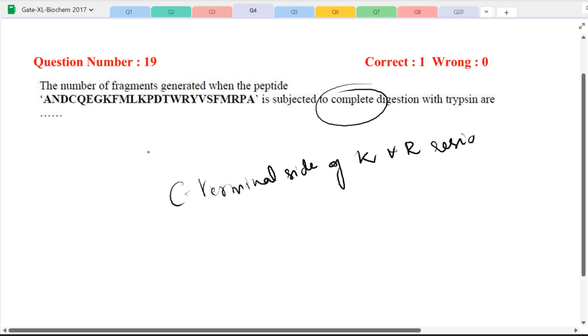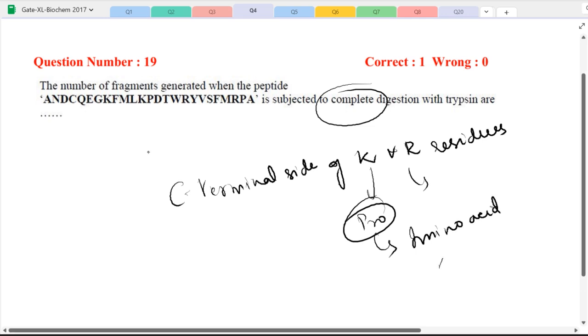Lysine and arginine residues. However, it doesn't cleave when this lysine or arginine is bonded to proline. Why? Because proline is an amino acid and it offers steric hindrance. It has a very rigid structure. So due to steric reasons, trypsin cannot cleave when this lysine or arginine is immediately followed by proline.